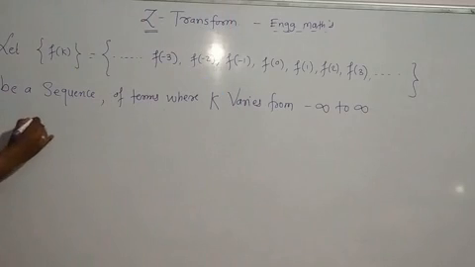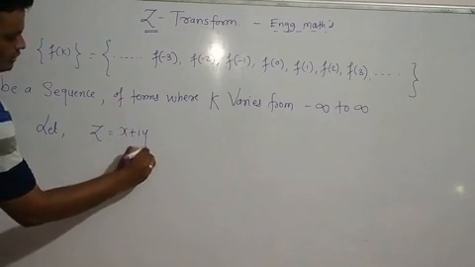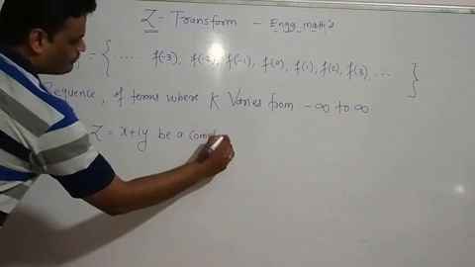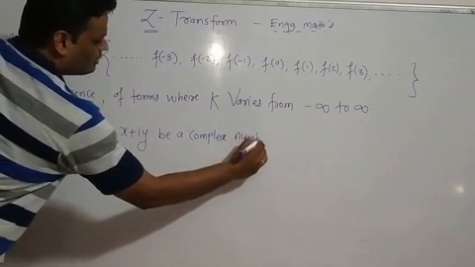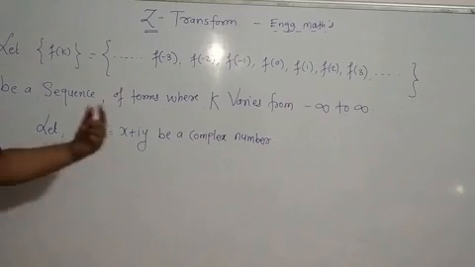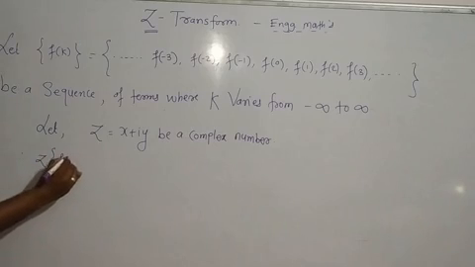And suppose z is equal to x plus iy be a complex number. Okay, what is z? It is a complex number, and you know how we denote a complex number? It is denoted by x plus iy. Then we will apply z on this function, on this sequence. So how will we apply? Okay, let us see over here.